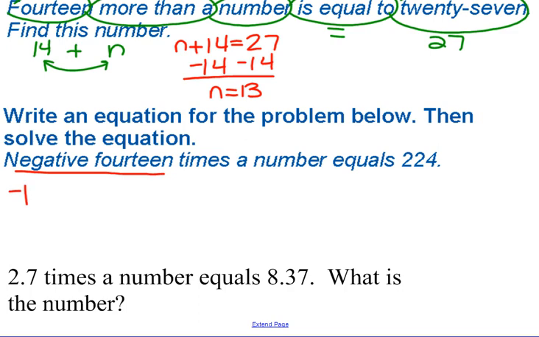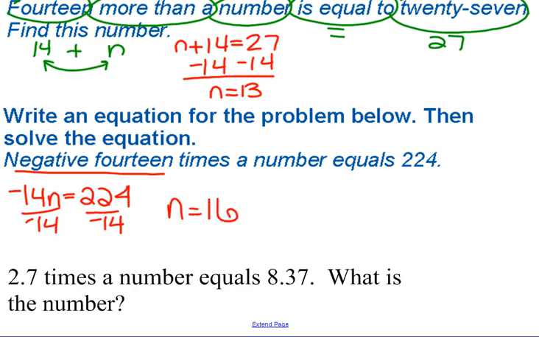All right, next one, we have negative 14. Just going to go ahead and write it. Times a number, so I'm just not going to write the times. I'm just going to write the n. Equals 224. The n is attached to the 14 by multiplication. To unmultiply it, we'll divide. So I'm going to divide by negative 14, divide by negative 14. And n is going to end up equaling 16. And negative, don't forget that negative, right? We had a positive and a negative in our problem. Different signs means it's a subtraction or a negative.